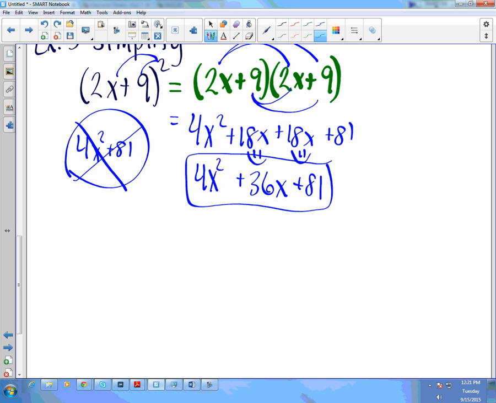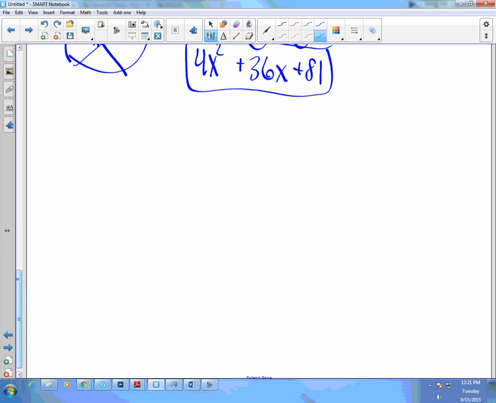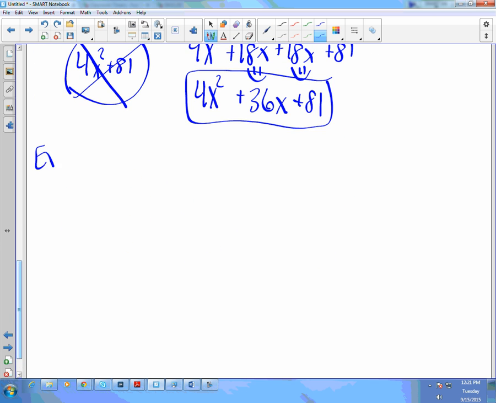Okay, one more problem. This is another special case. This is also simplified. This is called a difference of two squares. Example 6, a difference of two squares. 6 plus m squared times 6 minus m squared. These are all identical. What's the difference though? Addition and subtraction.